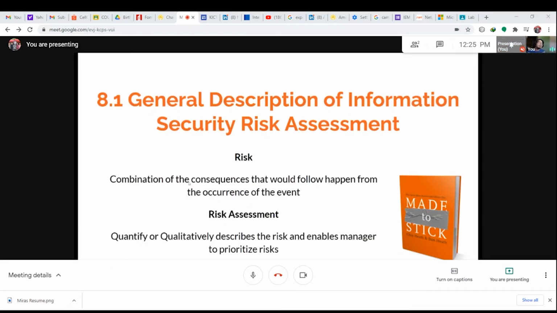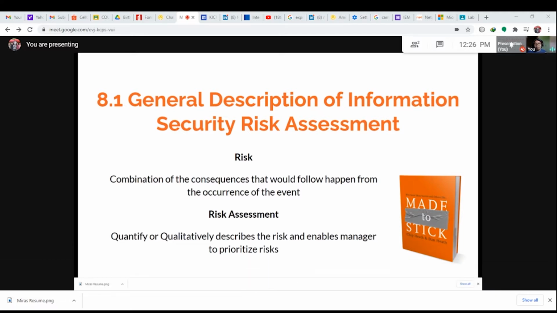Okay, 8.1, the general description of information security risk assessment. So what is risk assessment? Risk means the combination of consequences that would follow from the occurrence of an event. So there are risks, and risk assessment means to quantify or qualitatively describe the risk and enable managers to prioritize the risk. Under risk assessment, we have three activities, which are risk identification, risk analysis, and also risk evaluation. These three activities will be presented by my friend after this.